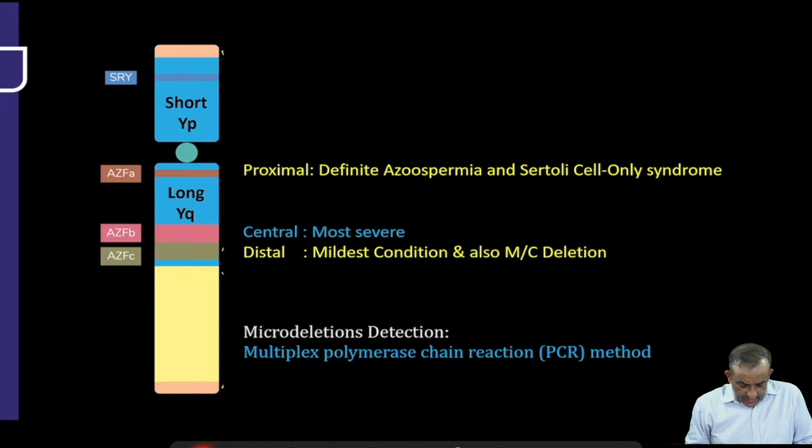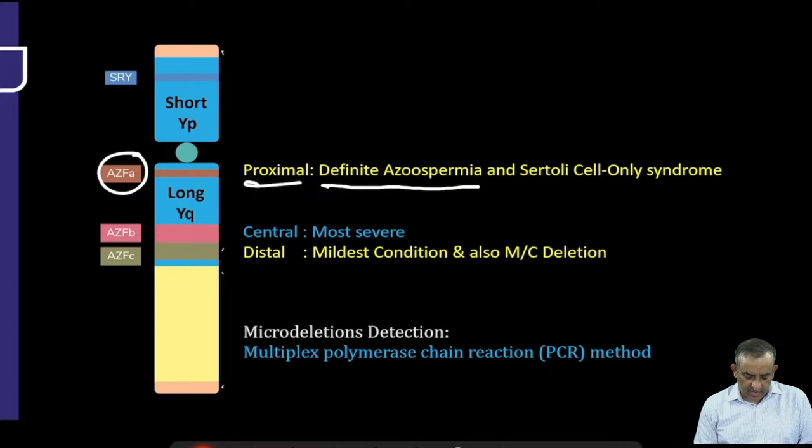Now, this is what we discussed recently, and you must have a quick revision on this. The Y chromosome has a short arm, which has the SRY, and the long arm has the azoospermia factors. The proximal factor is azoospermia factor A, and it causes definite azoospermia. Azoospermia factor B is the most severe, and azoospermia factor C is the mildest condition and the most common azoospermia factor which is seen.